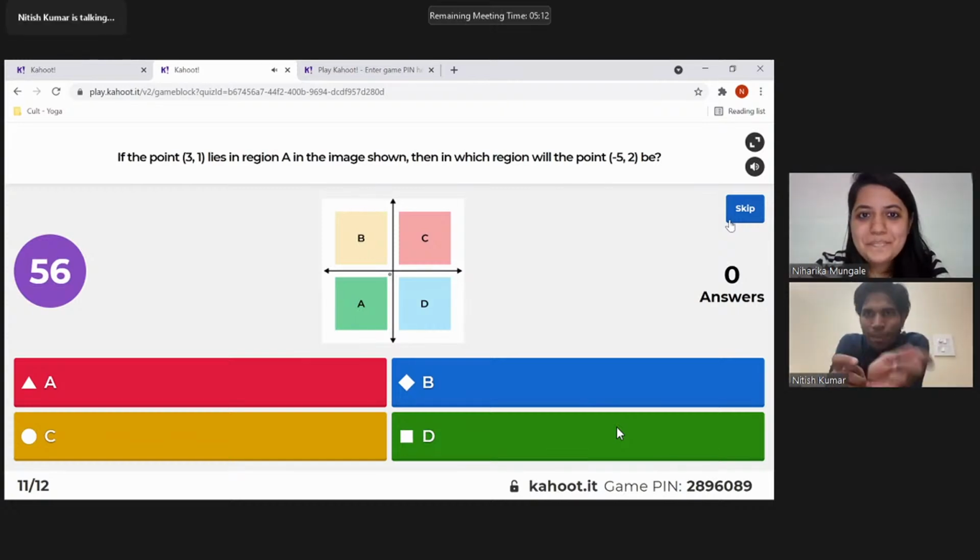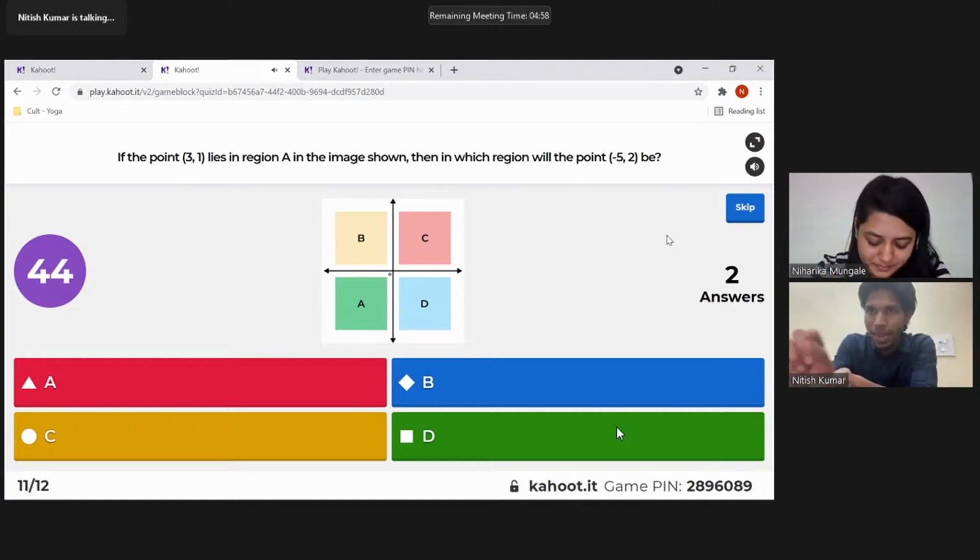So if the point 3 comma 1 lies in that region A in that image, then in which region will the point minus 5 comma 2 lie?